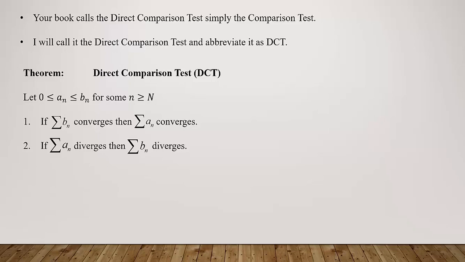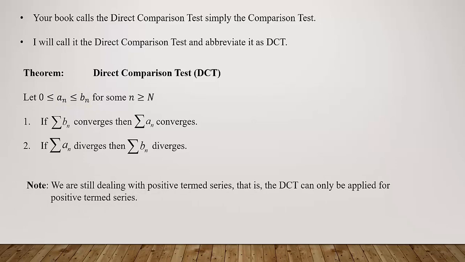That is the only thing, the only 2 things, that the direct comparison test tells us. And it all flows from that preamble. You'll hear me mention that several times as we do a couple of examples. I've already mentioned this, but I have it as a note. We're still dealing with positive term series. In other words, the direct comparison test can only be applied for positive term series.